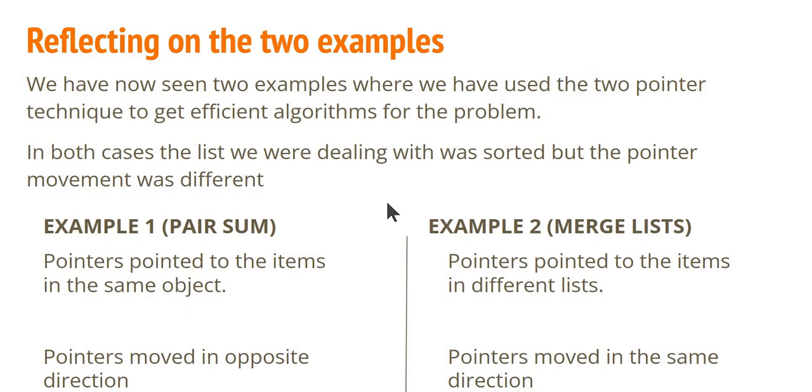So now if I were to reflect on these two examples, in both cases we were dealing with lists that were sorted, but the pointer movement was different. In the pair sum problem, pointers pointed to the same object. In the merge list problem, pointers pointed to different objects, different lists. Pointers moved in opposite directions, and pointers moved in the same direction.